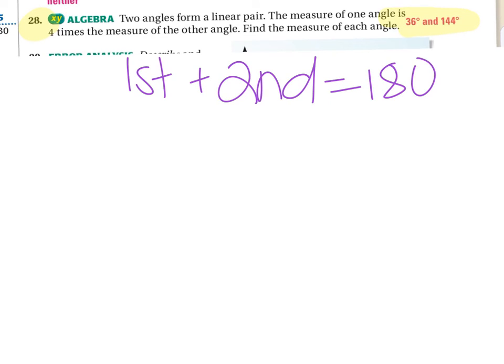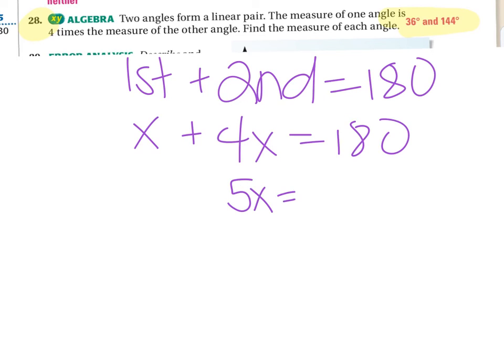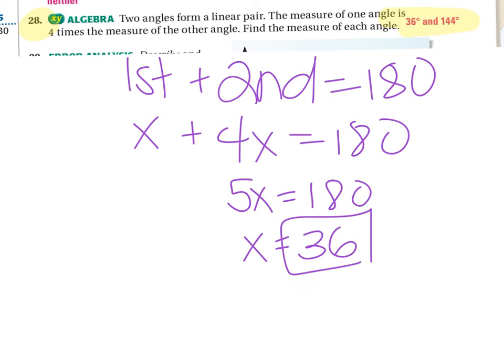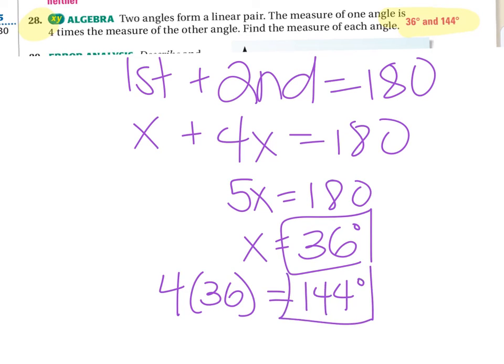The second thing it tells me is the measure of one angle is 4 times the measure of the other. So let's say the first one is the one we know nothing about. How would I show 4 times that? 4x. And I know they add up to 180. So 5x equals 180. 36. So it says find the measure of each angle. This is the first one, and the second one is 4 times that. And I can check it because what should be true about those two? They should add up to 180.